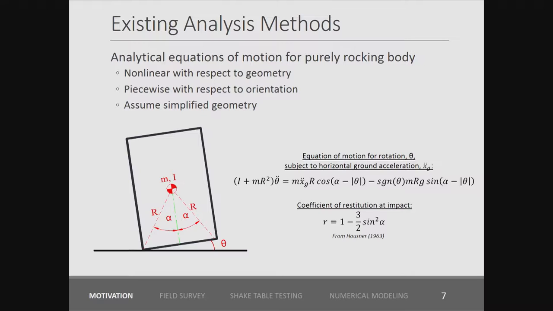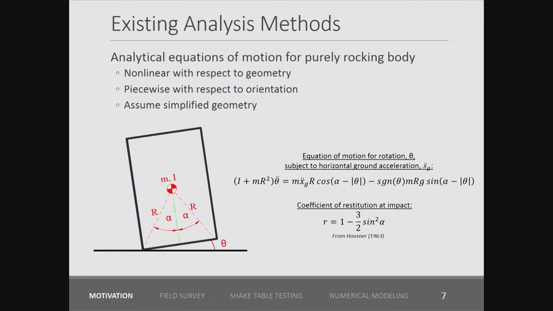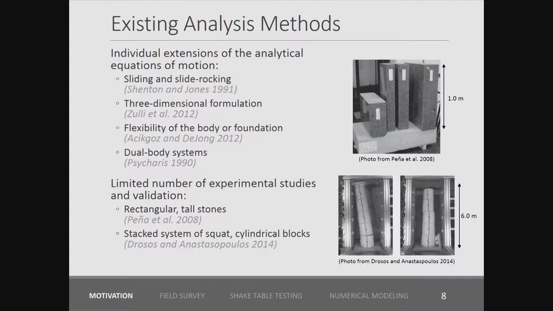At this point of impact, all of the energy dissipation is typically assumed and modeled with a coefficient of restitution shown by the R equation at the bottom. Again, this coefficient of restitution as well as the equation of motion are both nonlinear with respect to geometric parameters, yet have been derived assuming a fairly simplistic geometry, including two distinct points of rocking at the base. While simplistic, this model has been extended to account for a variety of more advanced scenarios, including additional modes such as sliding, three-dimensional bodies or input motions, flexibility of the body or the foundation, and even stacked bodies, such as the dual body formulation.